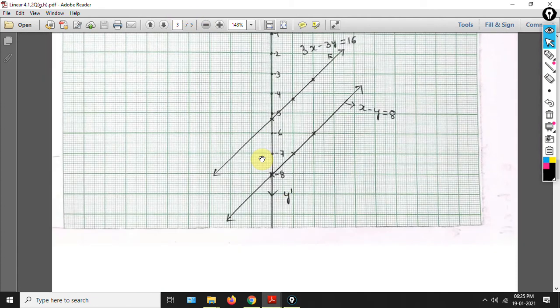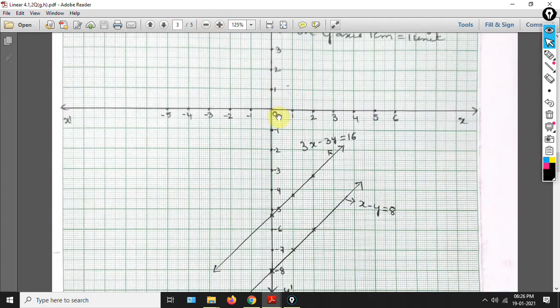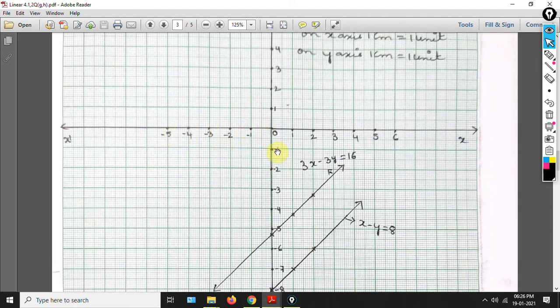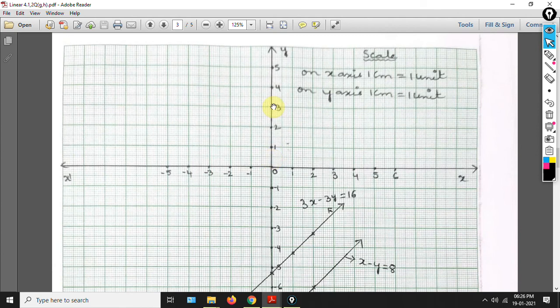Next, on x-axis, always on the right hand side there will be positive numbers, and here on the left hand side there will be negative numbers. On y-axis, the numbers above will always be positive and the numbers below will be negative. Okay. Now we have to take a scale.